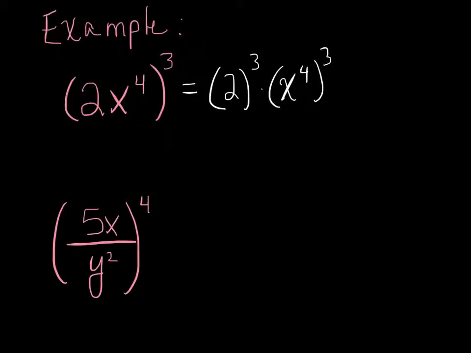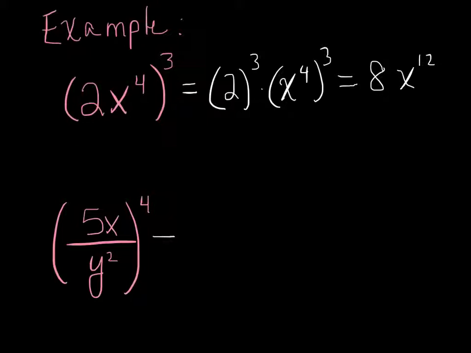Then I'm going to use my multiplication rule, which is 2 to the 3rd is 8, and x to the 4th to the 3rd is x to the 12th, because we have to multiply these exponents. You have to multiply those exponents, okay?